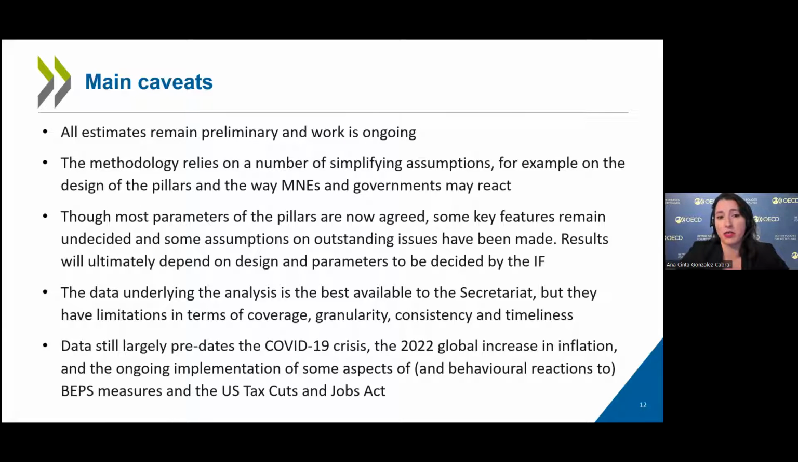Lastly, the Secretariat seeks to rely on the best available data, but of course there are some limitations regarding availability, coverage and timeliness of the data that are to be considered, even though we try our best to have the best available. Most notably, the data that we're using predates certain important events such as the COVID-19 pandemic, the global increase in inflation, and some of the changes in international taxation, such as the ongoing implementation of BEPS-related measures and the US Tax Cuts and Jobs Act. So with this in mind, we just wanted to put this out first so that you have this information when interpreting the results.